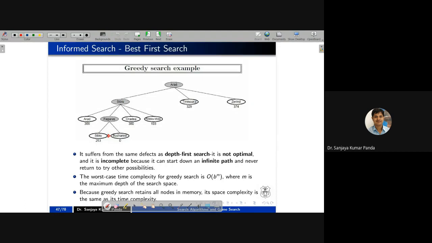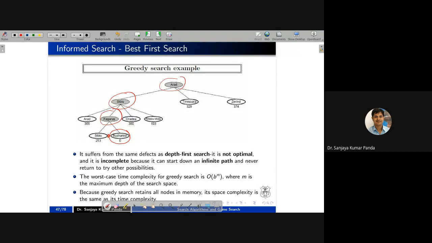So you reach your destination B through this particular path, Arad, Sibiu, Fagaras and Bucharest. That is A, S, F, B. Right? This is the path to reach from city A to city B. But you can see here it suffers from the same defect as the depth first search. You can find your solution, but it may not be an optimal solution.